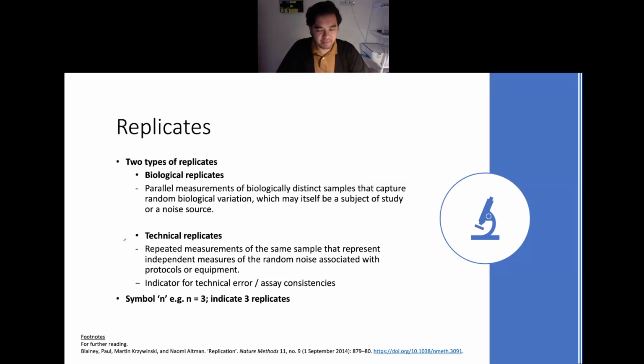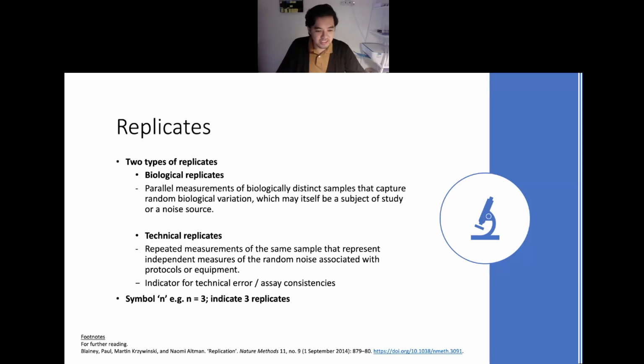A biological replicate is a parallel measurement of a biologically distinct sample that captures random biological variation, which may itself be a subject of study or a noise source. While a technical replicate, by definition, is a repeated measurement of the same sample that represents independent measures of random noise associated with protocol or equipment. The reason you need to do the technical replicate is that it is an indicator of technical error and also indicates the consistency of your assay.